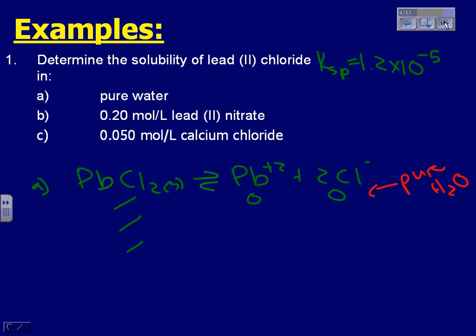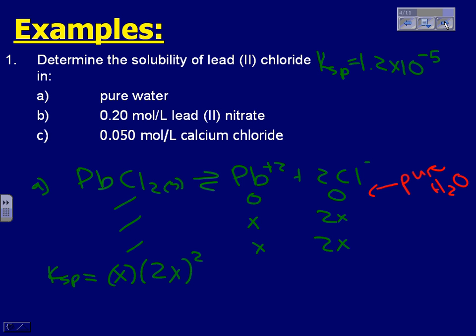In the common ion effect example I'm going to do in a moment, we're not going to have a 0 in the initial. And that's because of the common ion. And that's what makes the common ion different than a regular pure water shortcut. Determine the solubility. And then we have X and 2X and X and 2X. And then we do the derivation. KSP equals X times 2X squared.